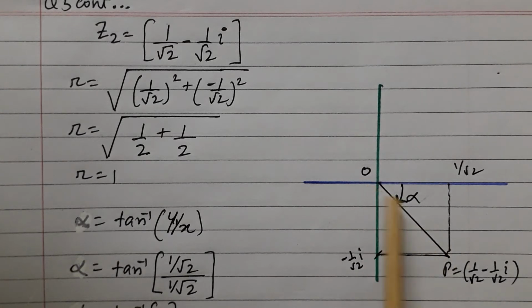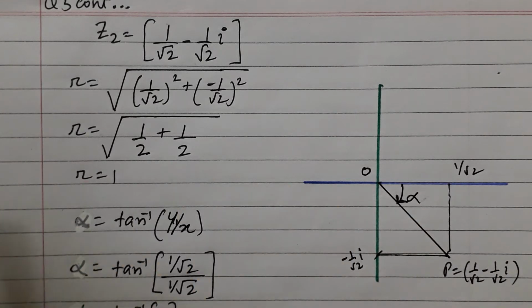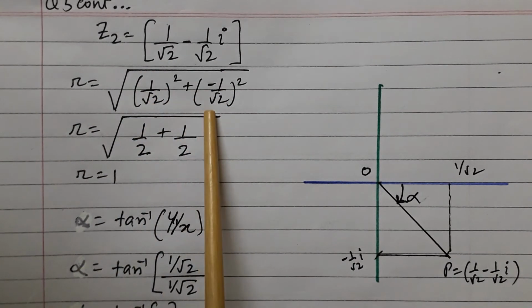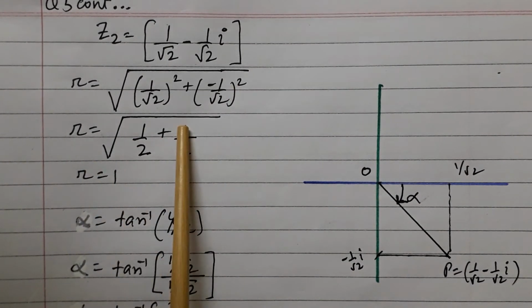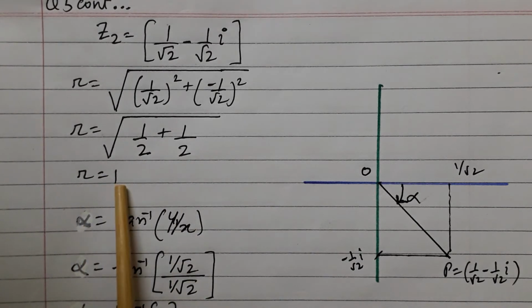OP is the magnitude of the complex number and alpha is the argument of the complex number. Alpha would be negative as the angle is moving in the clockwise direction. So let us calculate the magnitude. R is equal to under root 1 by root 2 square plus minus 1 by root 2 square, which is R is equal to under root 1 by 2 plus 1 by 2. So R is equal to 1. So we have calculated the magnitude, that is equal to 1.